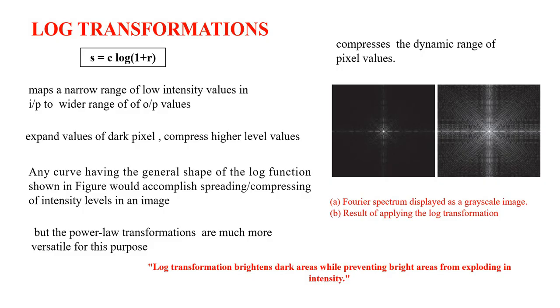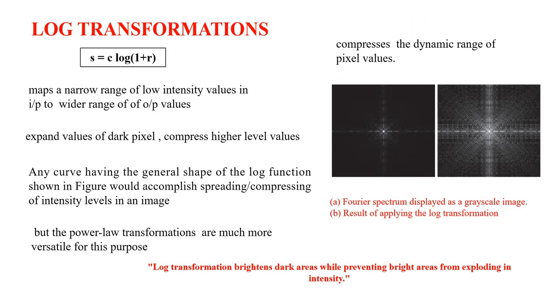So the log transformation is useful for expanding dark pixel values so they become more visible, and it also compresses the bright pixel values so that details in very bright regions do not get washed out. The applications for log transformation are images with a very high dynamic range, Fourier spectrum visualization, and improving visibility in the dark spots.